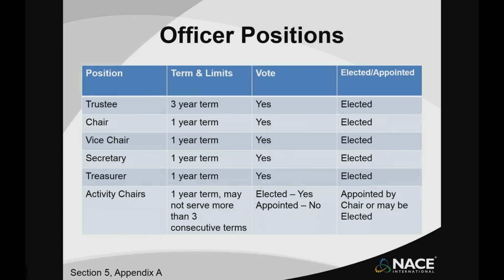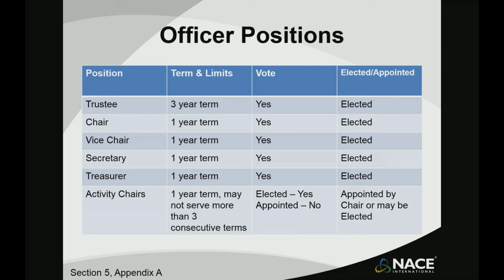The officer positions are as shown. The trustee serves one 3-year term. The chair, vice chair, secretary, and treasurer all serve 1-year terms. There are also activity chairs, which we'll get into in a minute. And they, again, are 1-year terms, and they may not serve more than 3 consecutive terms.